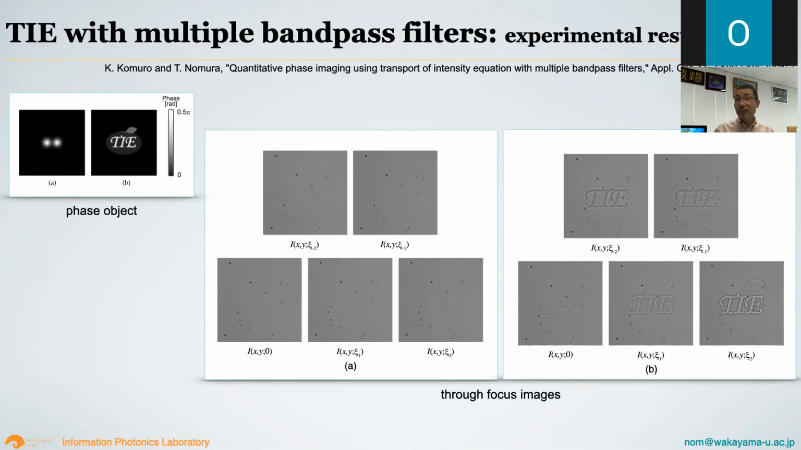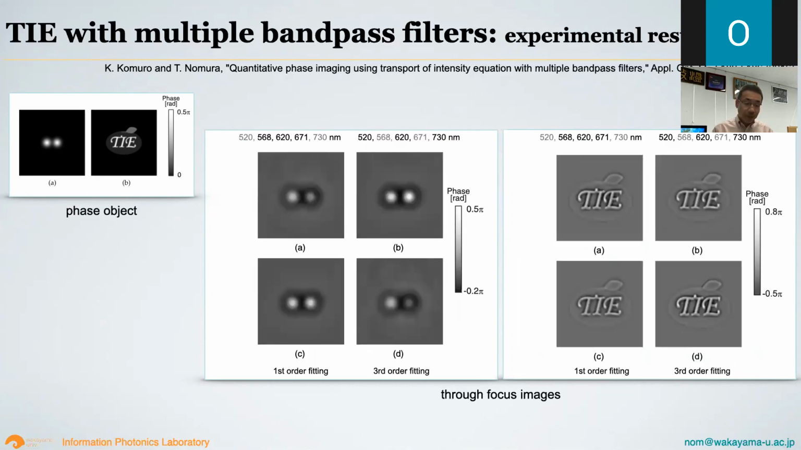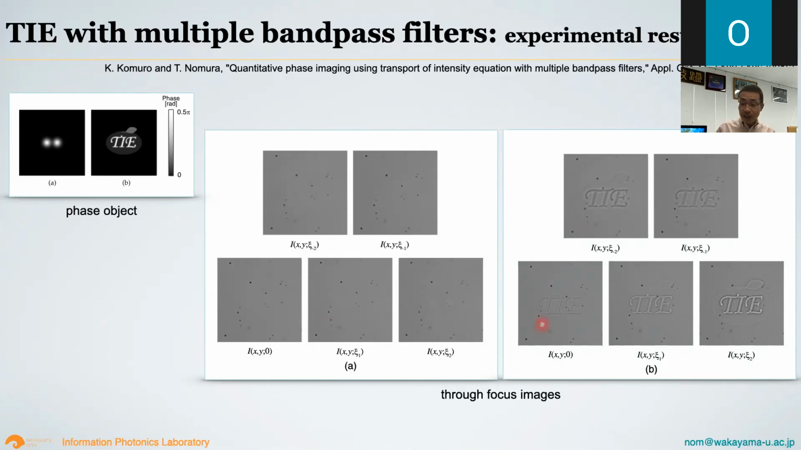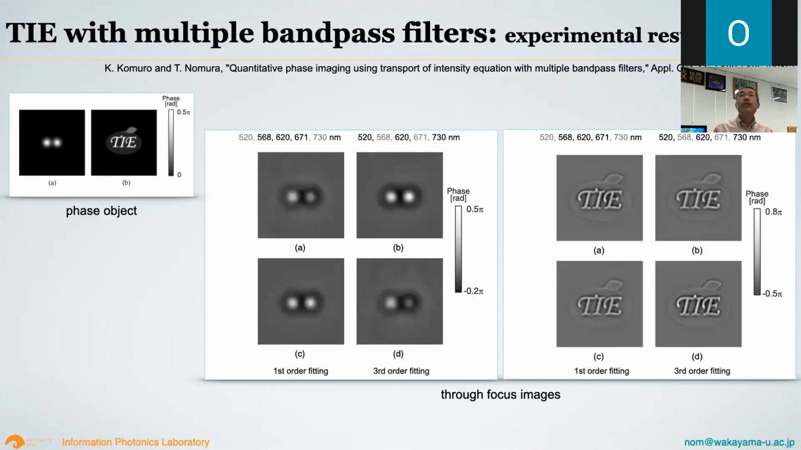So this is something from phase information. So we reconstruct phase information from these images. So you can see some data. This is a finite approximation method. So 1, 2, 3.